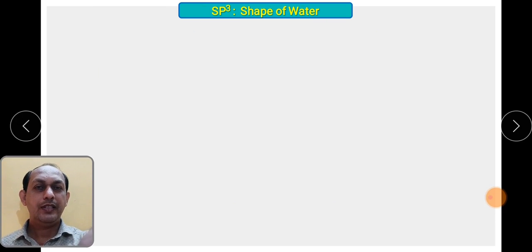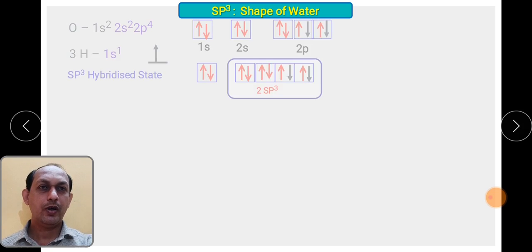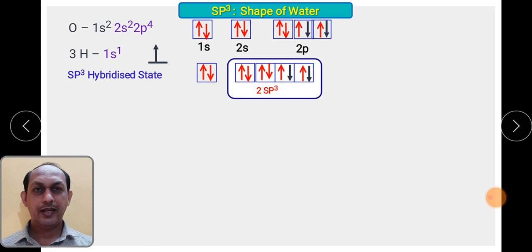Now we will see the shape. We will take the example. Now you should remember the example of sp3 hybridization for oxygen. The water molecule is a very good example, H2O. In the case of water, as we know, oxygen is the central atom, and it has this particular configuration, 1s2, 2s2, 2p4.